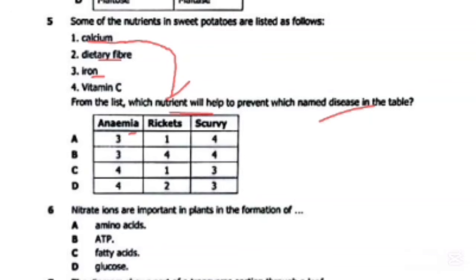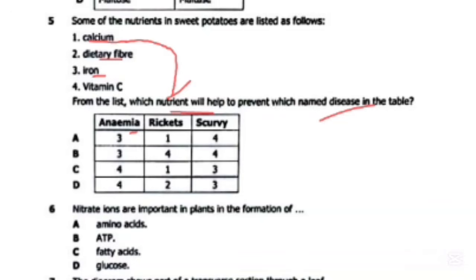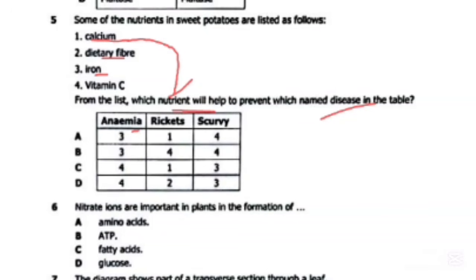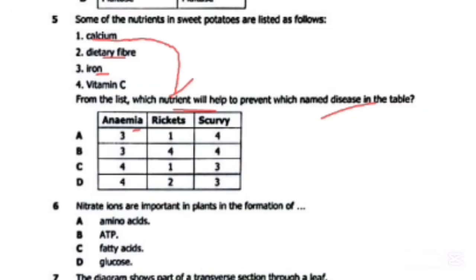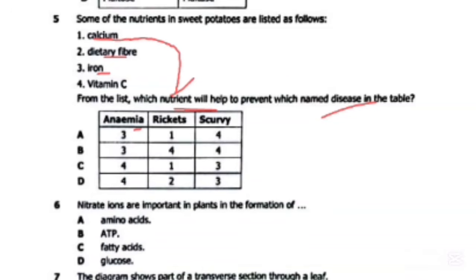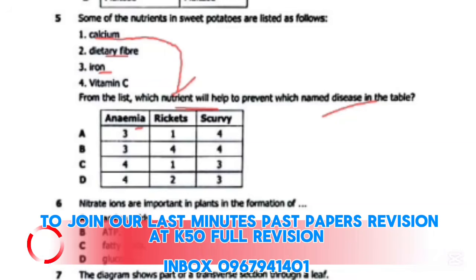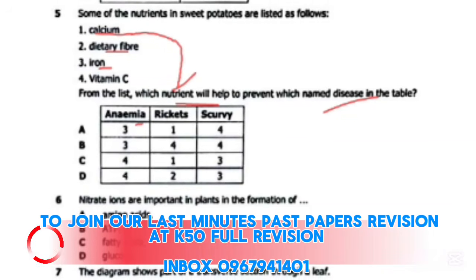So iron is important in the formation of hemoglobin. Whenever you lack iron, hemoglobin won't form. And if hemoglobin is not formed, therefore the blood will be what? Will be few, because hemoglobin is also important for the transport of oxygen. So whenever you hear anemia, think of iron, hemoglobin.